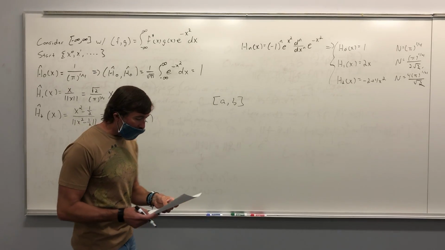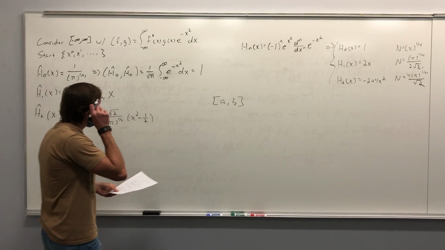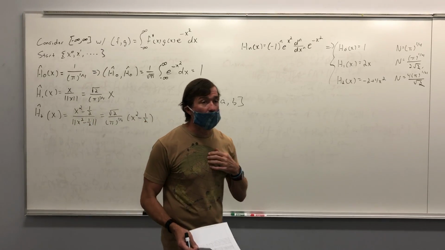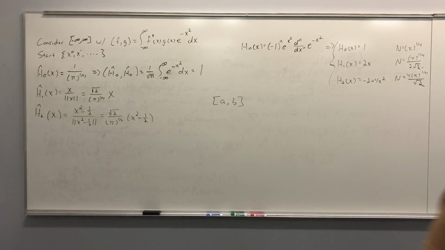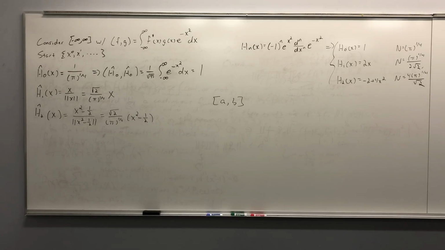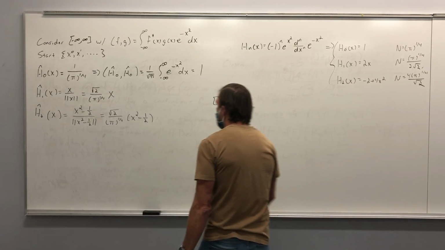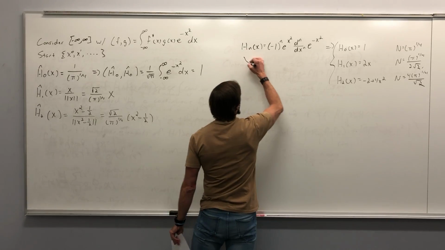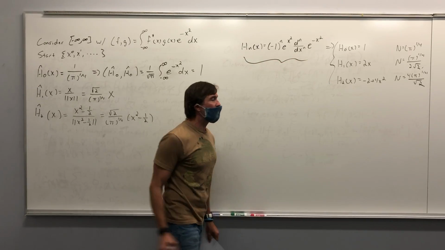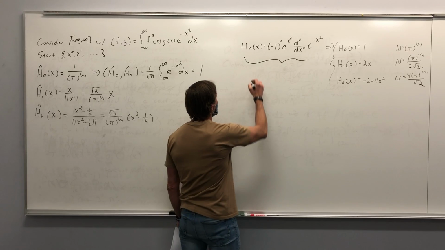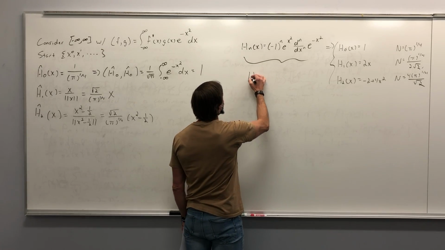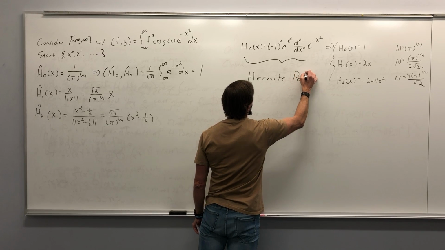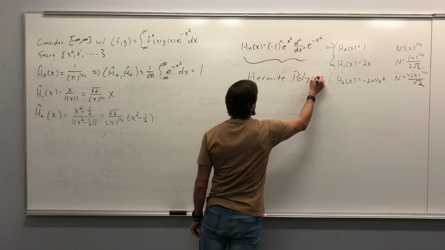It turns out that you can prove that these form a complete set, but it utilizes techniques beyond what we want to do. So we're just going to accept that these form a complete set. And they have a name. What are they called? The Hermite polynomials.